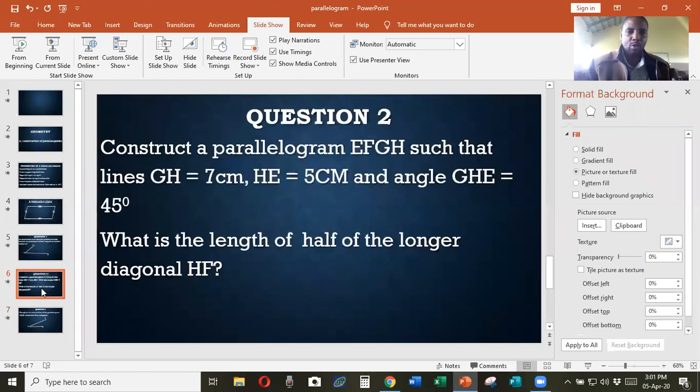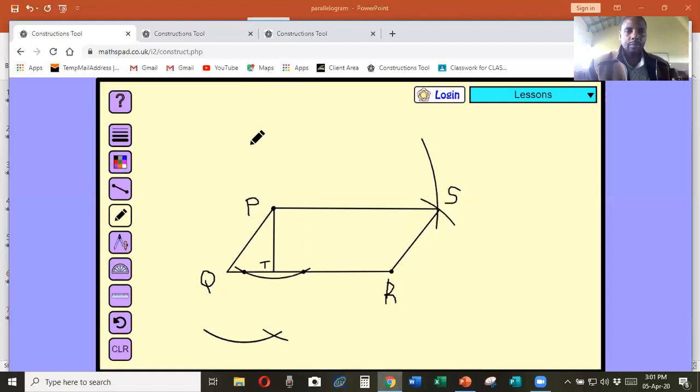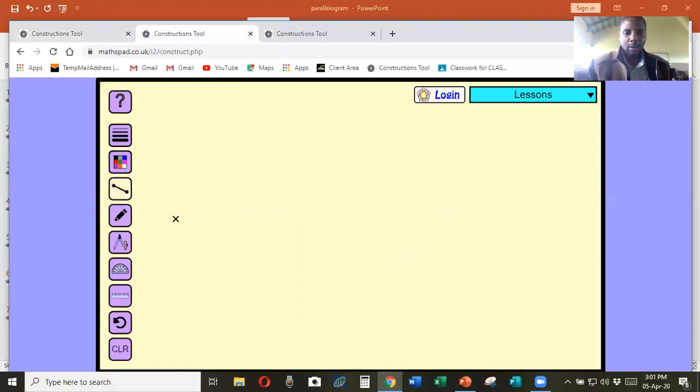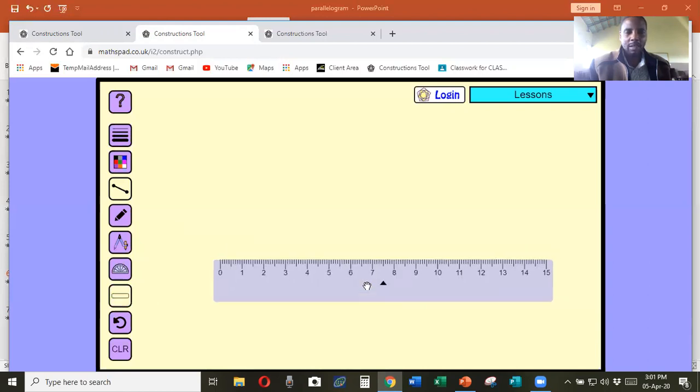We are now in question 2, where we are told to construct parallelogram EFGH such that line GH is 7 centimeters, EH is 5 centimeters, and angle GHE is 45 degrees. So to do this, we are going to use the instructions that we are given. So the first instruction is that GH is 7 centimeters. So I draw a line which is 7 centimeters long, starting at point 0.